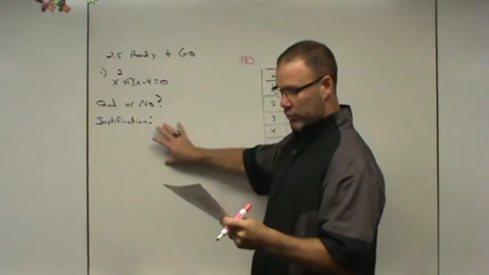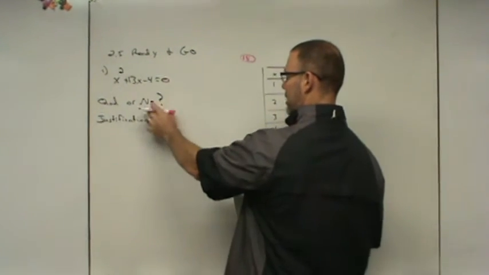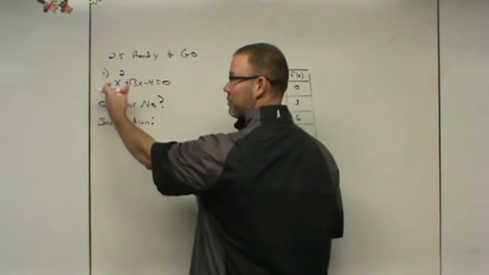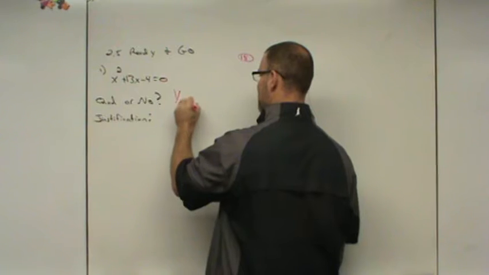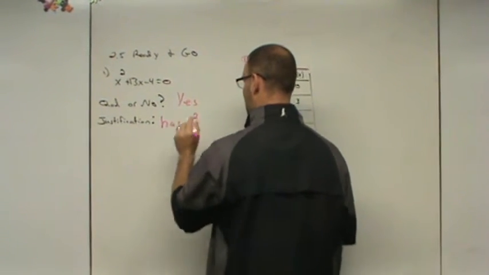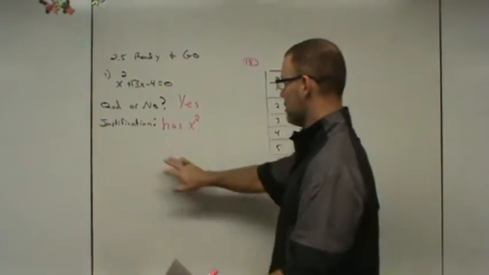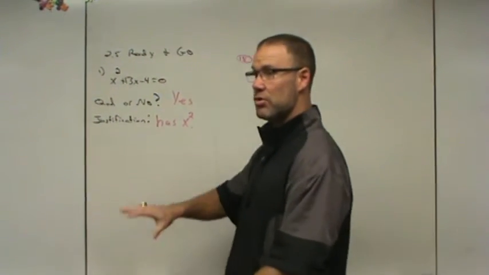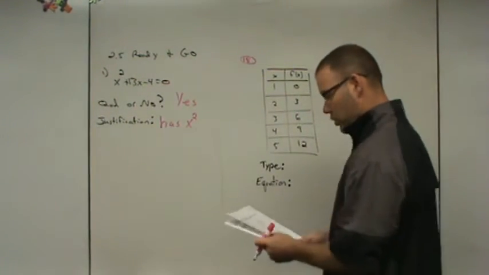For 1 through 6, the ready, all you need to do is state whether it's quadratic, yes or no, and justify why. It's as simple as this. Is this problem quadratic, yes or no? You should have answered yes, and your justification is it has x squared. That's it. If it doesn't have an x squared, it's not quadratic. It's something else. So your justification is yes or no, and what is your reason why it is or is not quadratic?